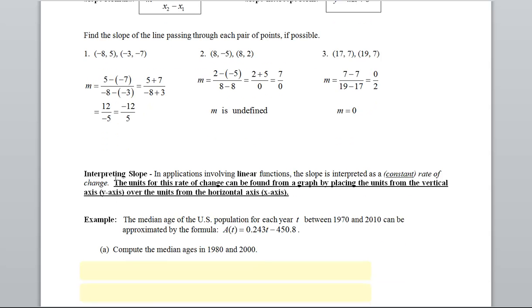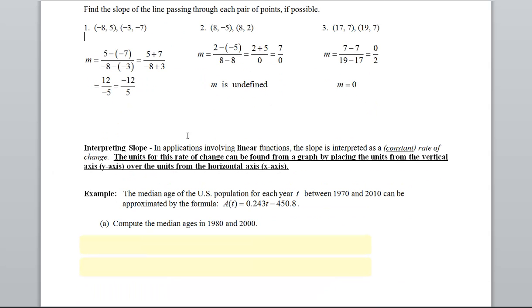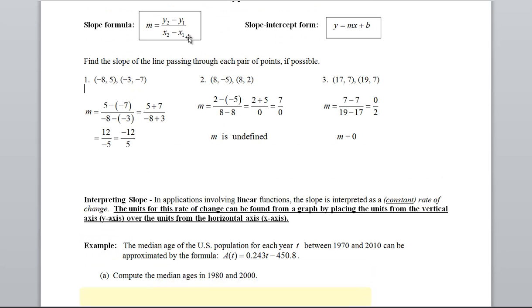Okay? Interpreting slope in applications, that means word problems, and you're going to have them. Involving linear functions, the slope is interpreted as a constant rate of change. Now, the units for this rate of change can be found from a graph by placing the units from the vertical axis, the y-axis, over the units from the horizontal axis, because that's your slope formula, y's over x's.